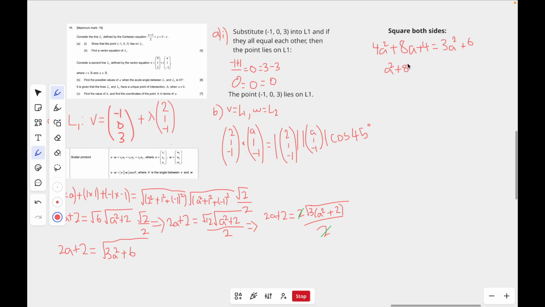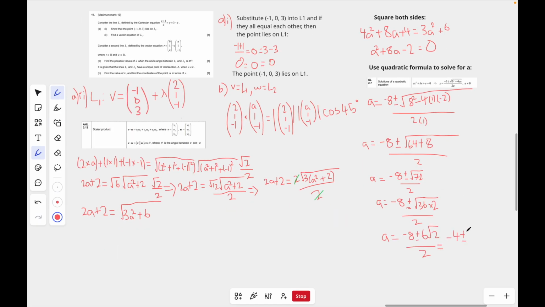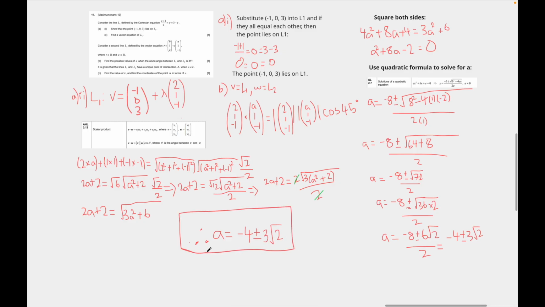Moving all the terms to one side and setting the equation to 0 will allow us to use the quadratic formula to determine the possible values of a. So, we have a squared plus 8a minus 2 equals 0. And now using the quadratic formula will yield the possible values of a being -4 plus or minus 3 square root 2.